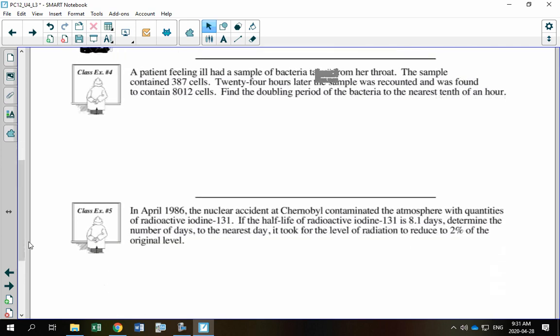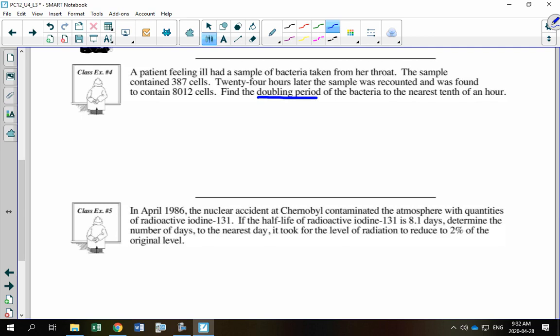Okay, so a patient feeling ill had a sample of bacteria taken from her throat. The sample contained 387 cells. 24 hours later, the sample was recounted and was found to contain 8,012 cells. Find the doubling period of the bacteria to the nearest tenth of an hour.